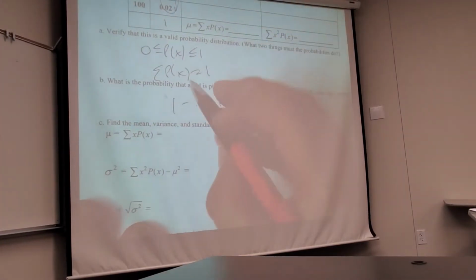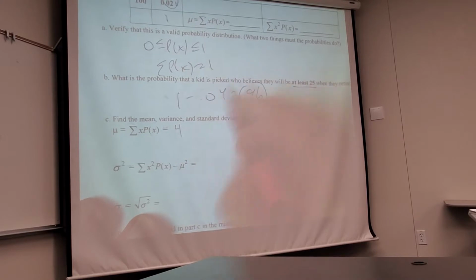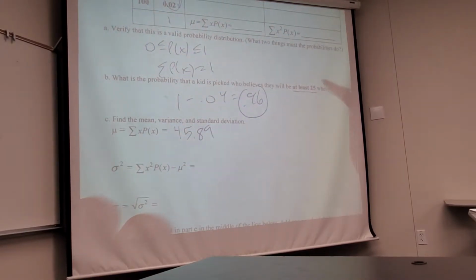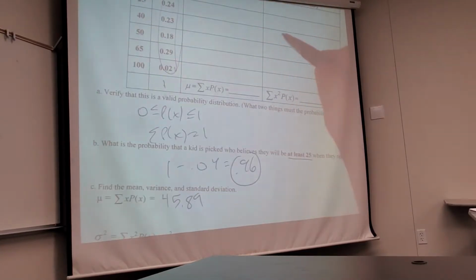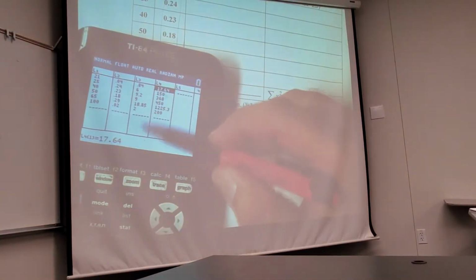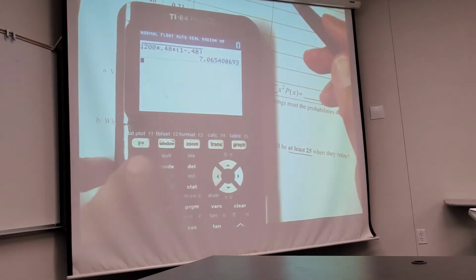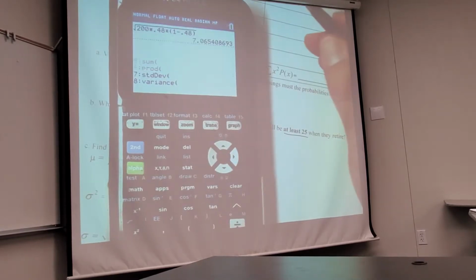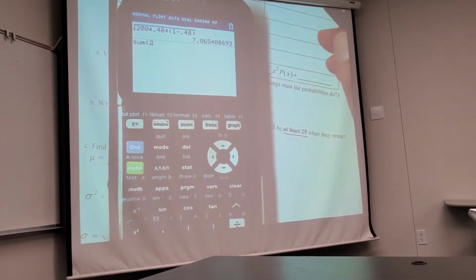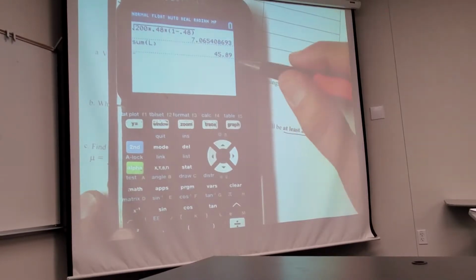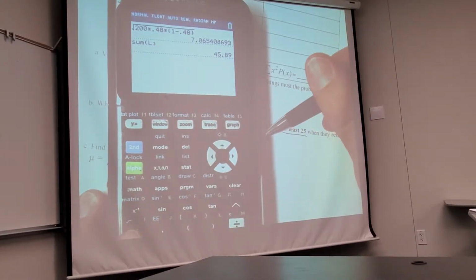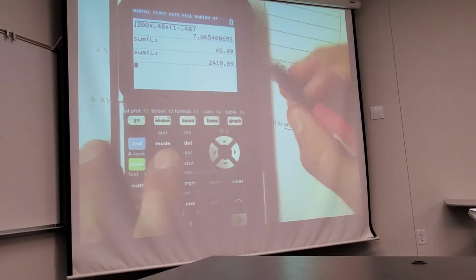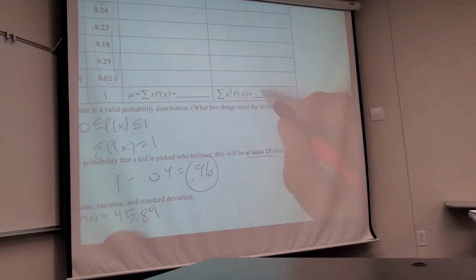And then when you add up that, you get, what was it, 40 something? 45.89? Yeah. So that's what you get when you add all those things up. And again, just to show you, if you did it in the computer, sum of L3, there it is. And then if I do sum of L4, I get 2410.89, which is the sum of this list.